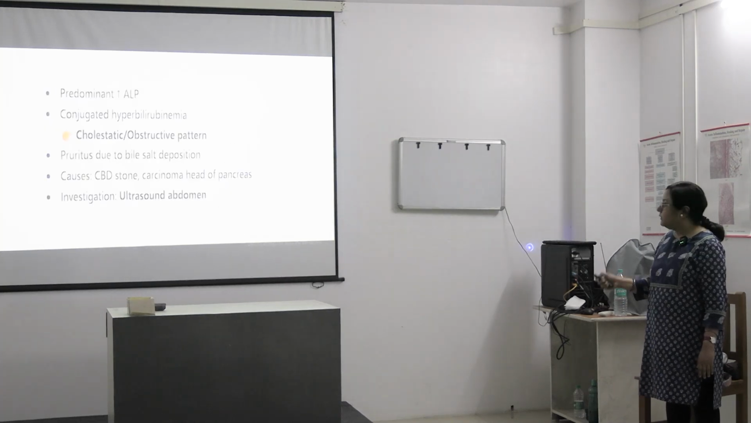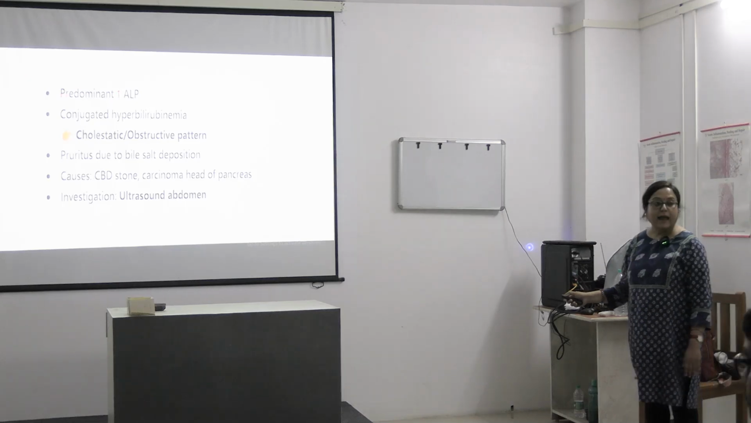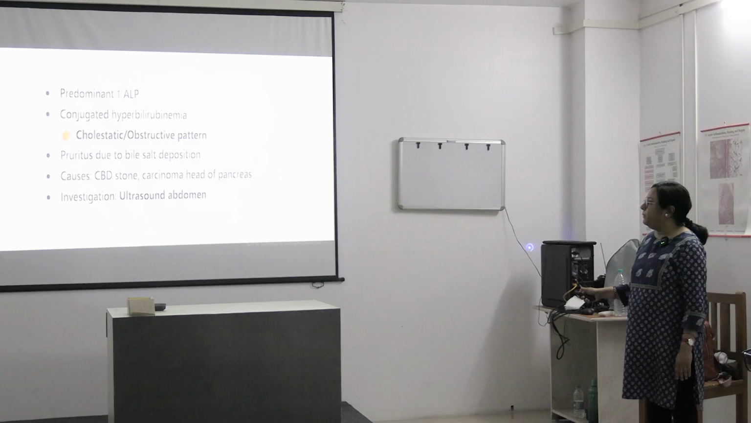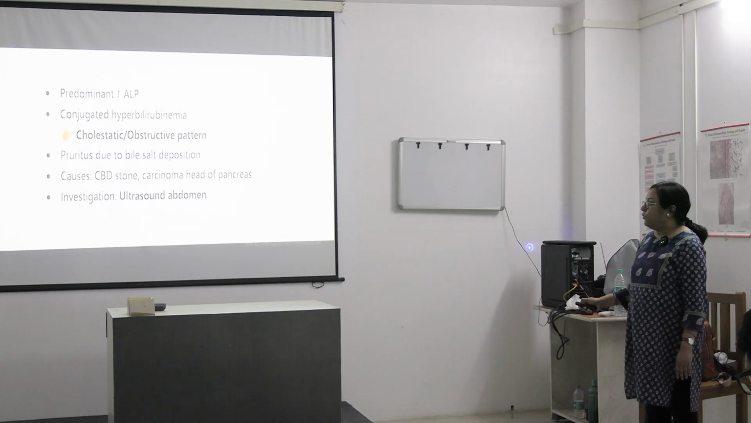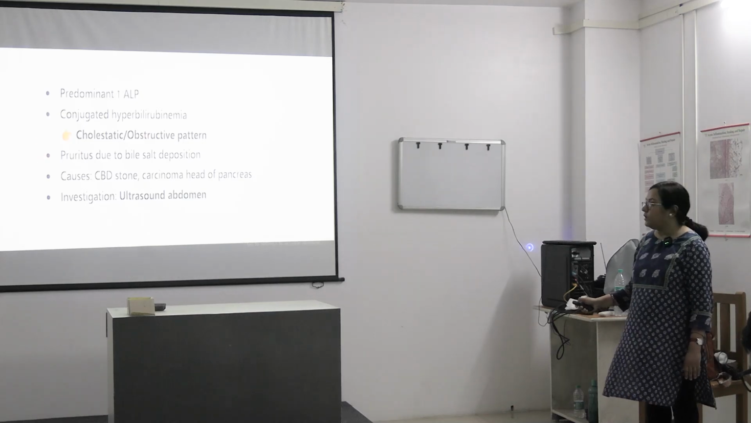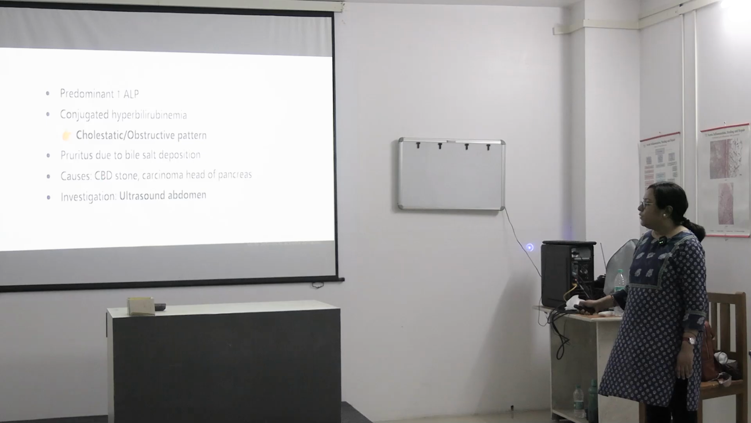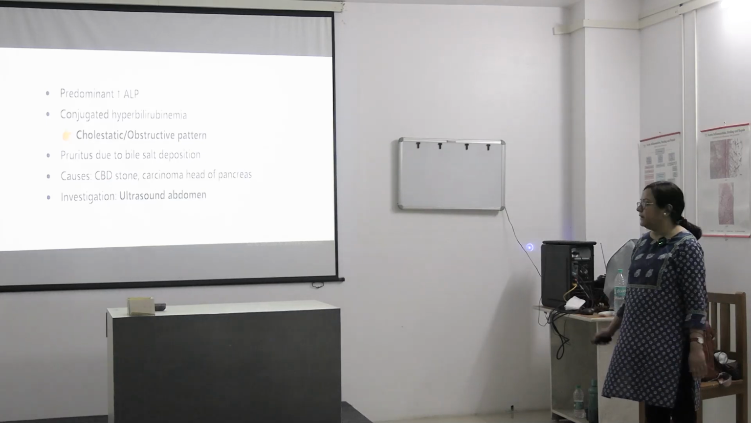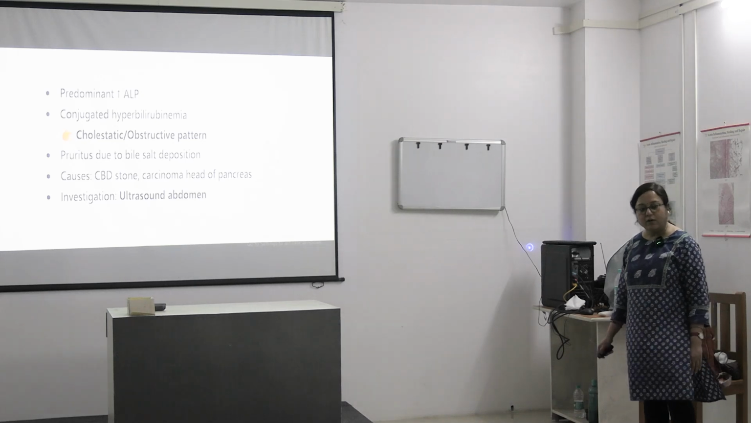So here the interpretation is there is a predominant increase in alkaline phosphatase, conjugated hyperbilirubinemia, commonly due to a cholestatic or obstructive pattern. Pruritus is due to bile salt deposition, and the causes may be common bile duct stone or carcinoma in the head of pancreas, and we can investigate it by ultrasound of abdomen.